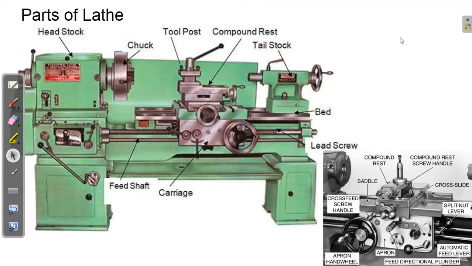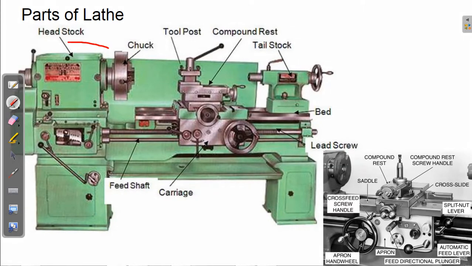Now coming to the different parts of the lathe. So in the lathe, this part is called the headstock. On the other hand, this particular part is called the tailstock. Okay, these are the two important parts, and here you see this is the lathe bed. Over the lathe bed, this green colored thing that is sliding over the lathe bed is called the saddle.